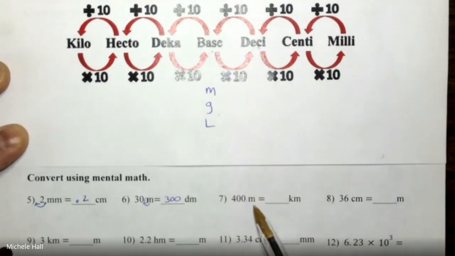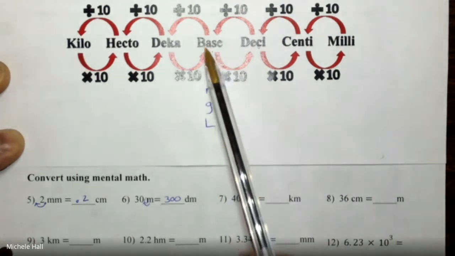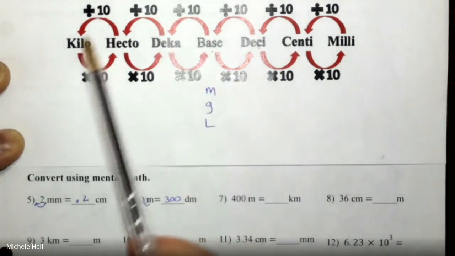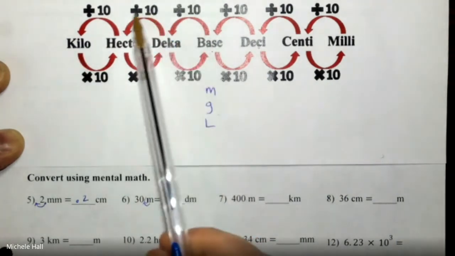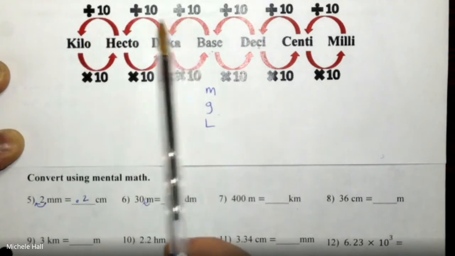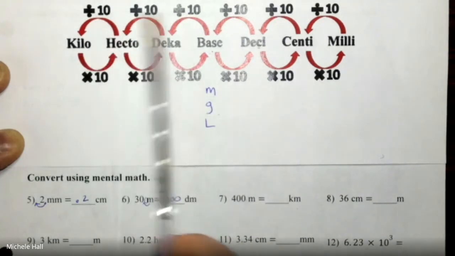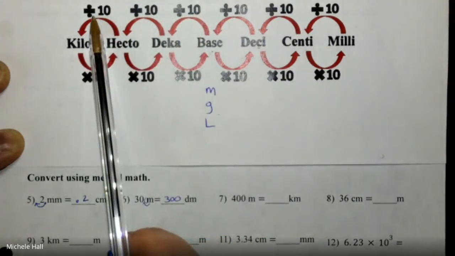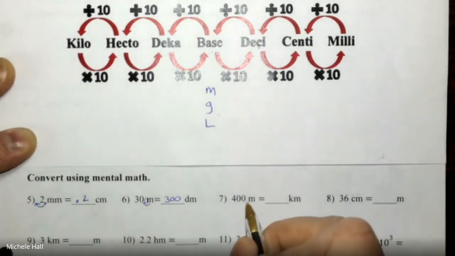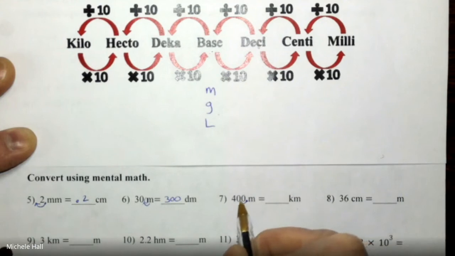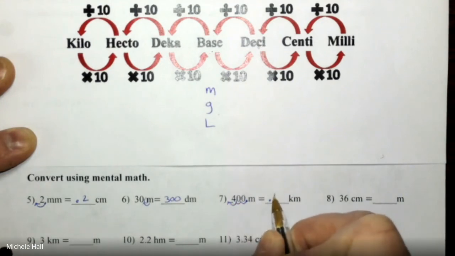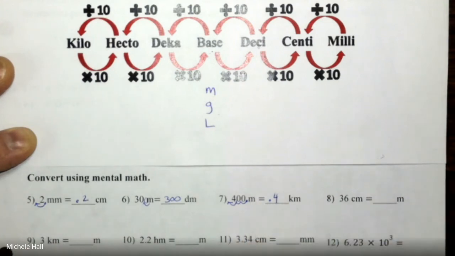Next, we're going from meters to kilometers. Meters is the base, and we are trying to go to kilometers. That means I'm going to divide by 10, divide by 10, divide by 10, or dividing by 1,000 and moving my decimal 3 times to the left. Here's my decimal on 400 at the end, and I'm going to move it 3 times. 1, 2, 3 times to the left, and we get 0.4. I don't need those other zeros.